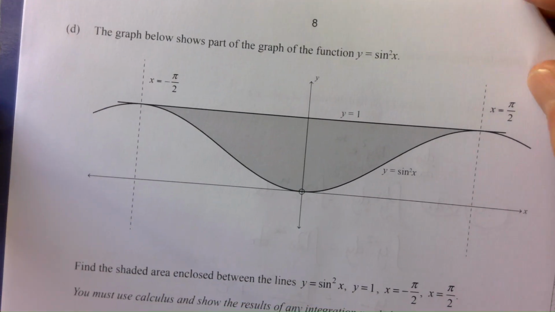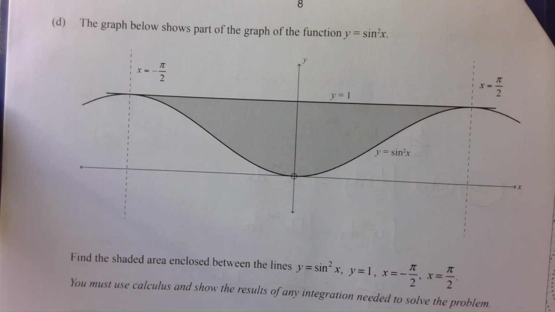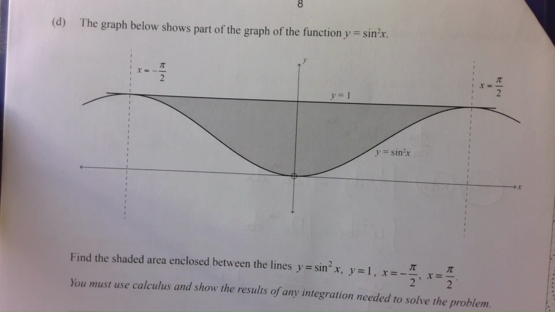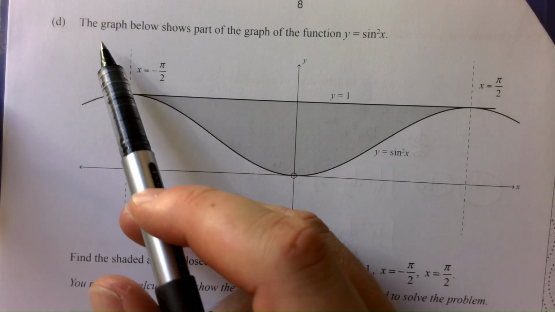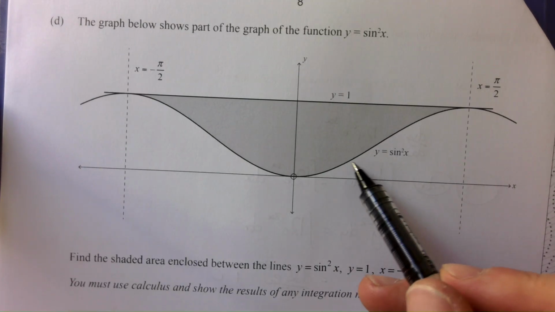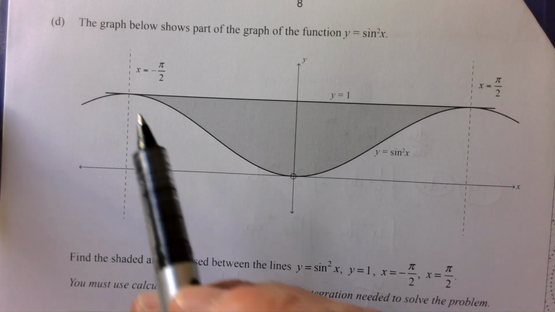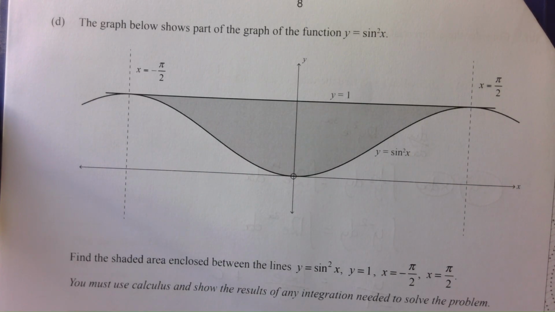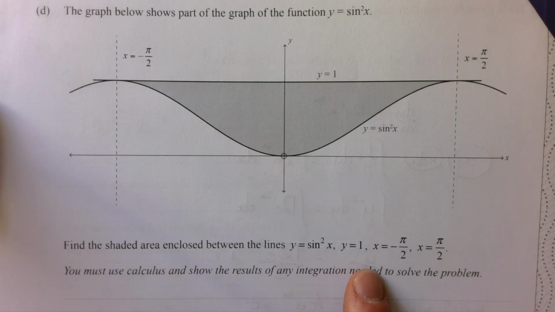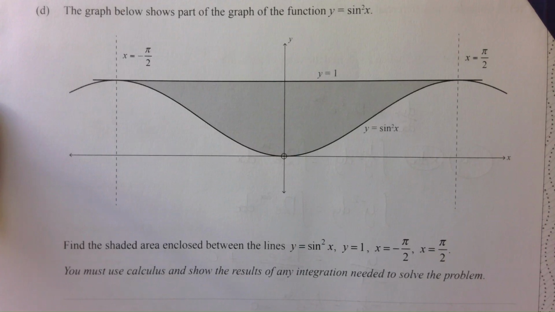And now we will start having a look at question D. Now D shows us a graph. It says the graph below shows part of the graph of the function y is equal to sine squared x, where sine squared x is this curve, and we have y equals 1, x equals pi over 2, and minus pi over 2 labelled on. This is shaded grey, so we can see almost immediately what we're going to be doing. Find the shaded area enclosed between the lines y equals sine squared x, y equals 1, and our two x coordinates. We must use calculus, yada, yada, yada.